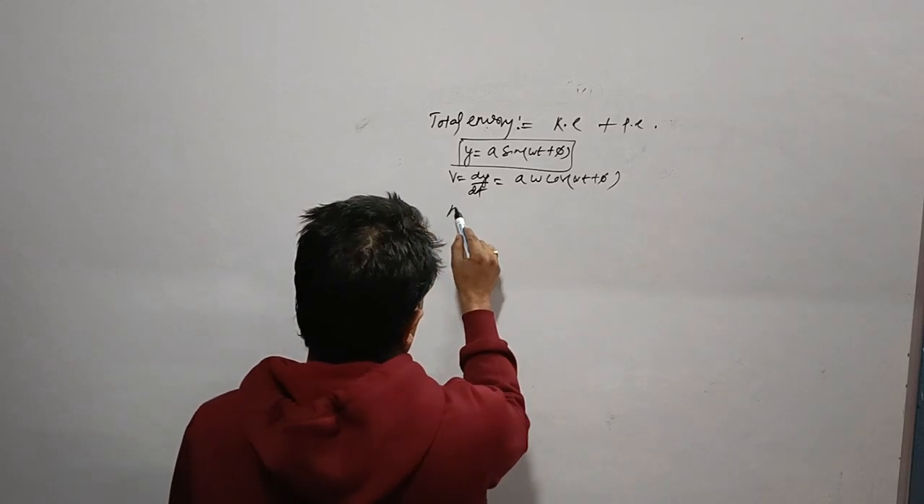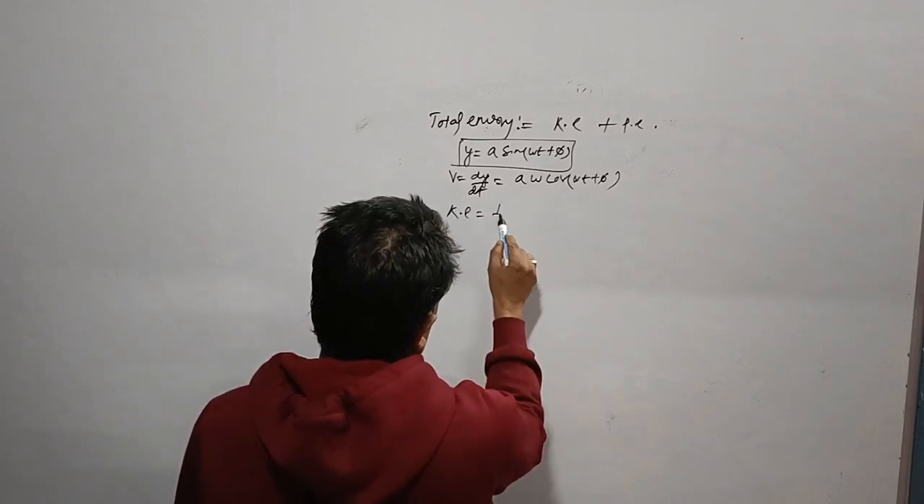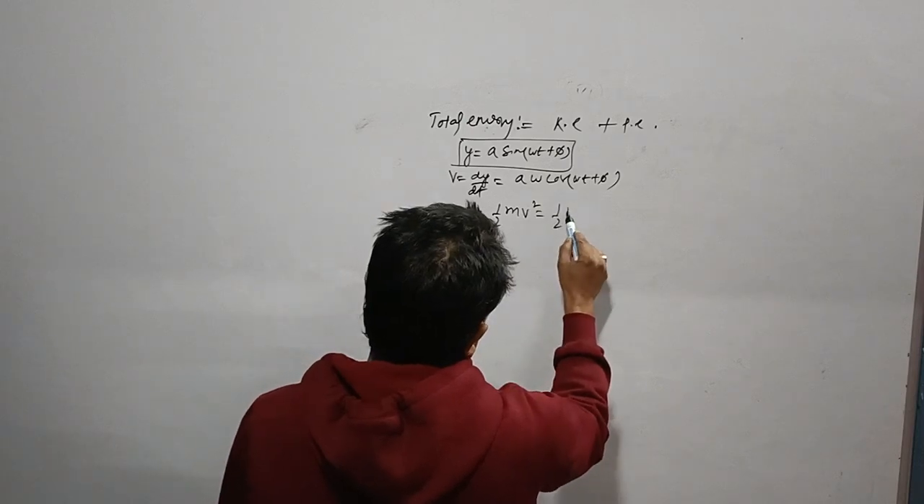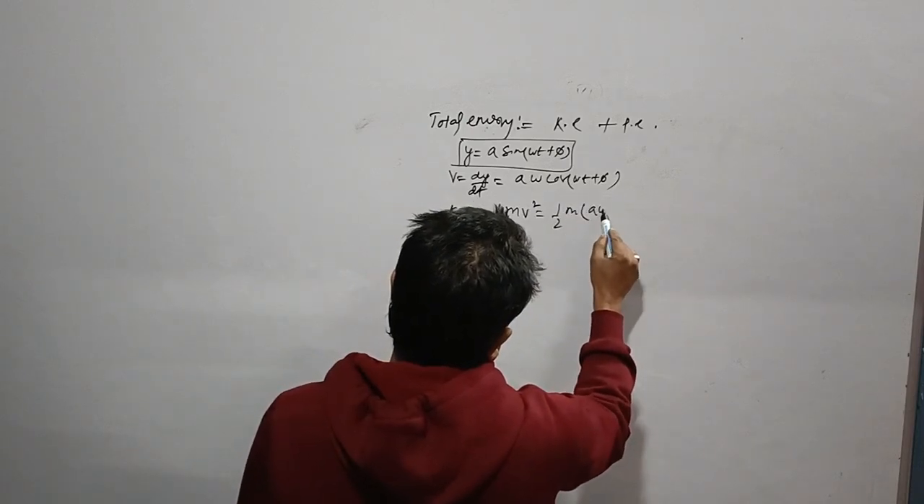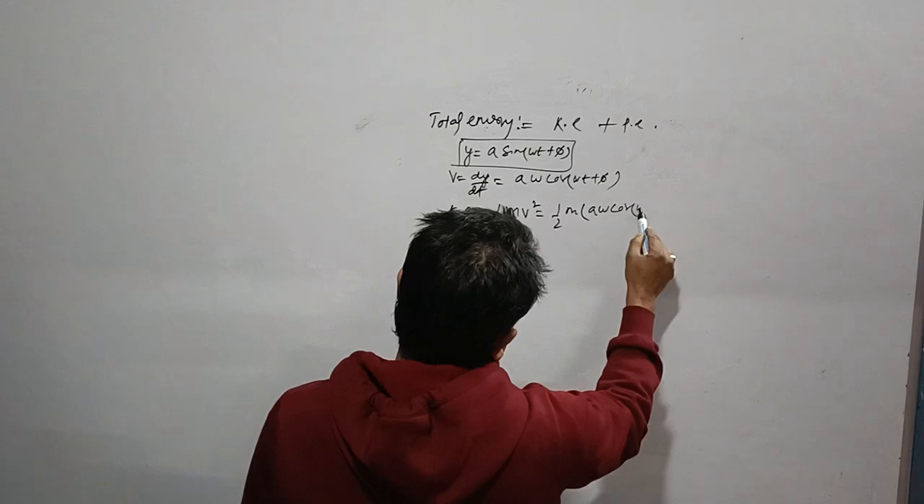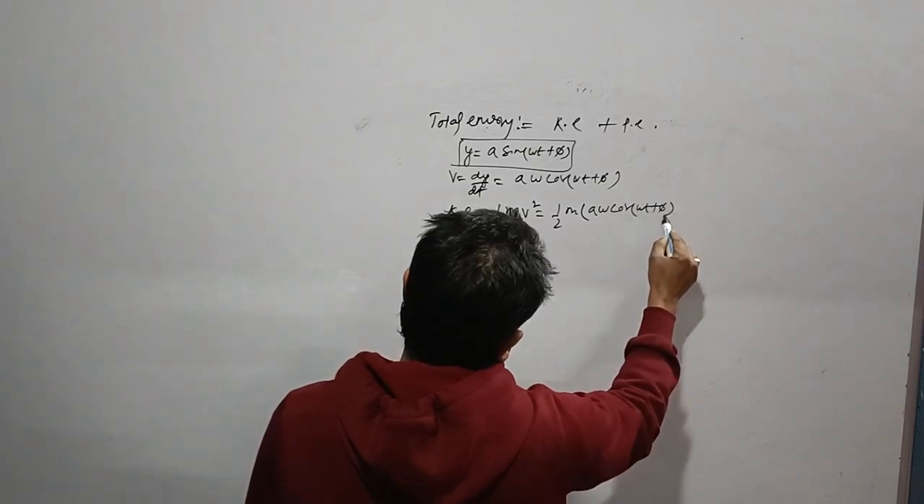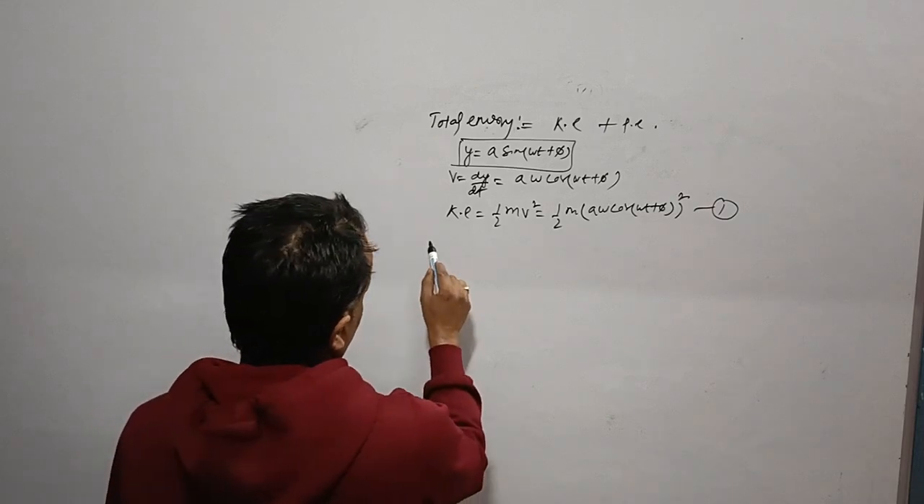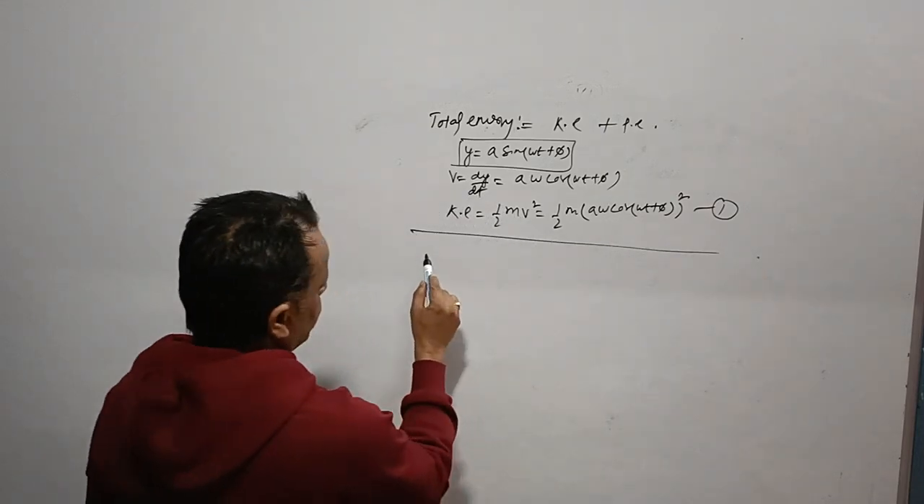We know that kinetic energy of SHM is half m v square, and velocity is A omega cos(omega t plus phi), whole square. Then we'll go for potential energy.